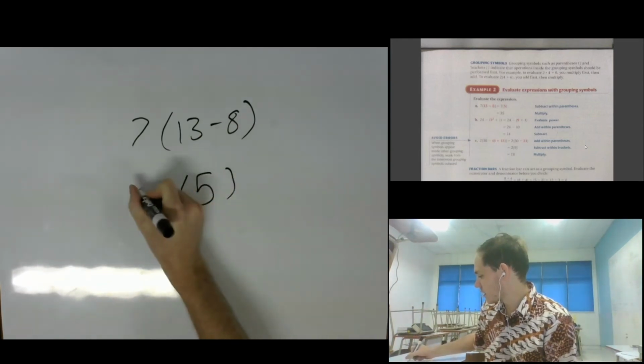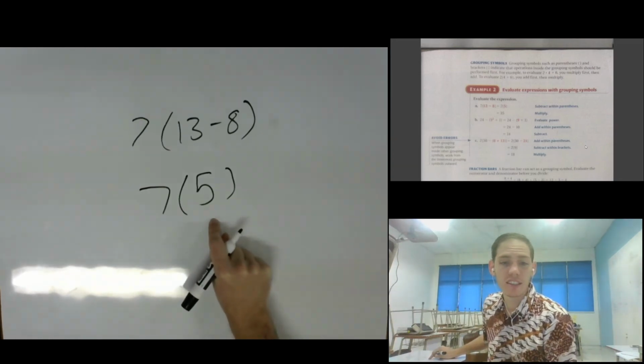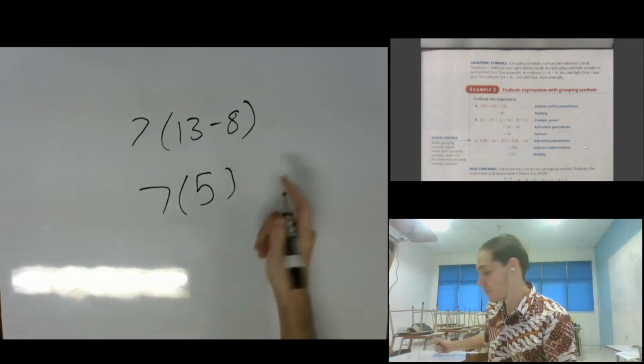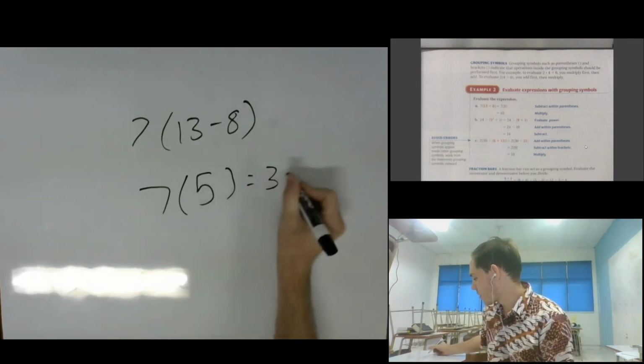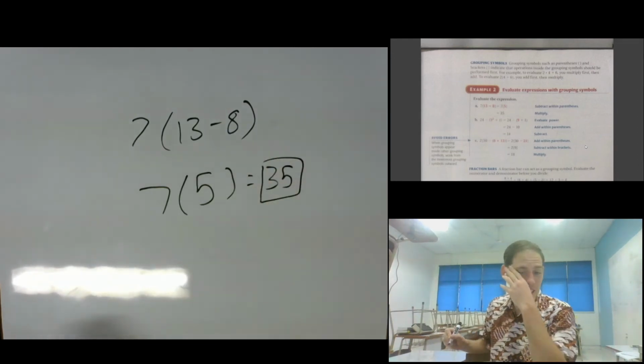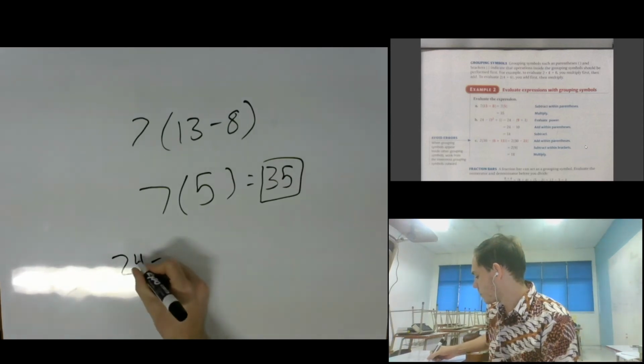That's still in parentheses. Now, when you have a number on the outside of parentheses and a number on the inside, that's not some fancy thing. That's just multiplication. So 7 times 5 will give us 35. And in fact, it's always the case, even when we don't like it.